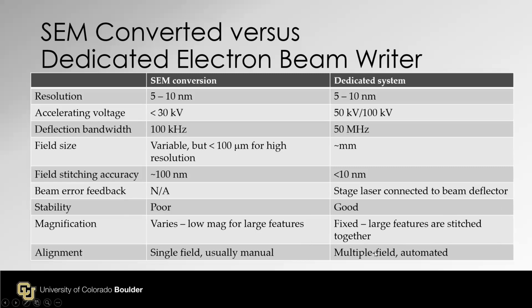Magnification is most likely fixed for the E-beam writer, and we don't have a lot of flexibility when it comes to magnification and field size and those things with the E-beam writer. So that's why it's very difficult to use it as an SEM.